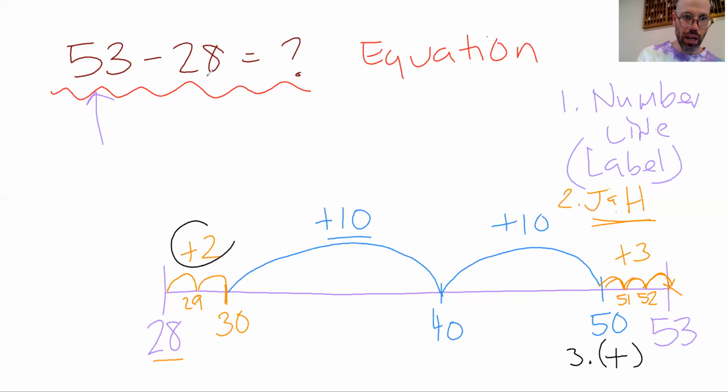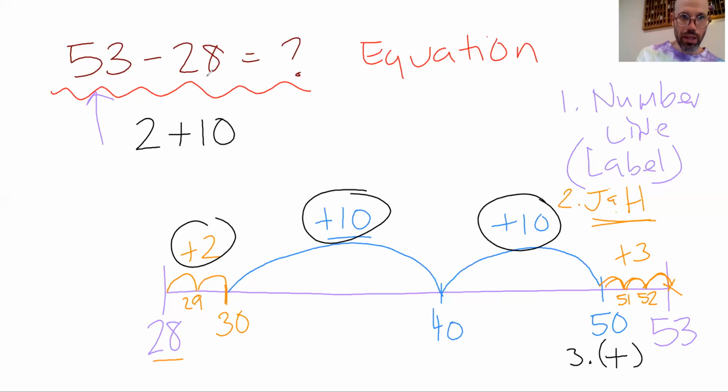So I see here I have 2. Oh, excuse me. I don't need 2. And I'm adding that to a 10. And I'm adding that to my other 10, my other jump. And then I have 3 hops at the end. So if I'm going to add these numbers together, I'm going to use my doubles facts first.